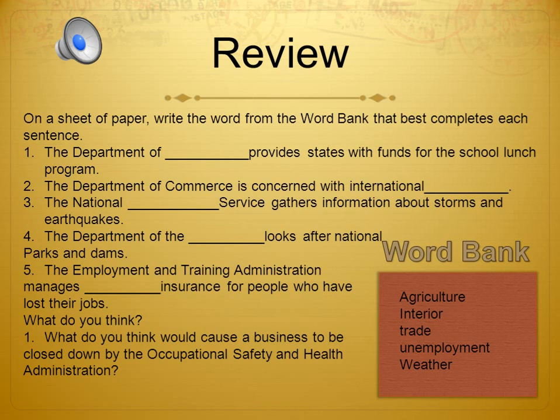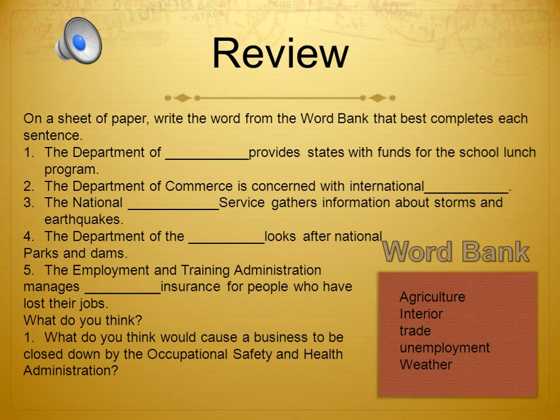We're going to have another review here, so please have your paper and pencil ready. On a sheet of paper, write the word from the word bank that's in the bottom right of the screen that best completes each sentence. So number one, the Department of blank provides states with funds for the school lunch program. It might not have been mentioned, but I think you could figure it out just by trying to reason through that. Number two, the Department of Commerce is concerned with international blank.